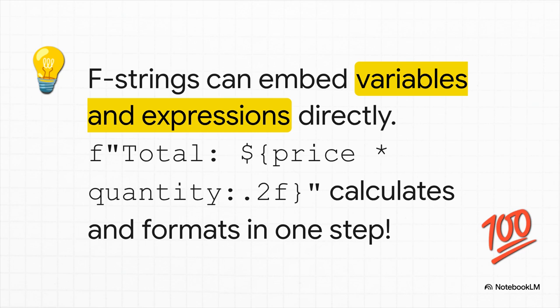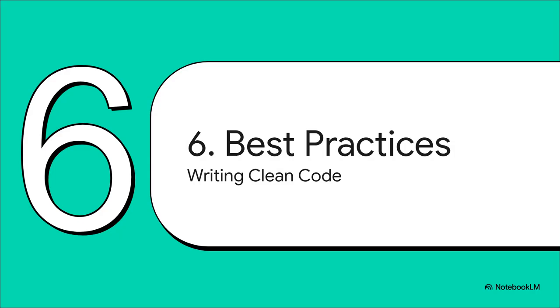And the cool thing is, F-strings are way more than just for sticking variables in. You can actually run code right inside those curly braces. Look at this example. We're calculating the total cost, price times quantity, and formatting it to 2 decimal places, all inside one clean, readable line. It's just awesome.